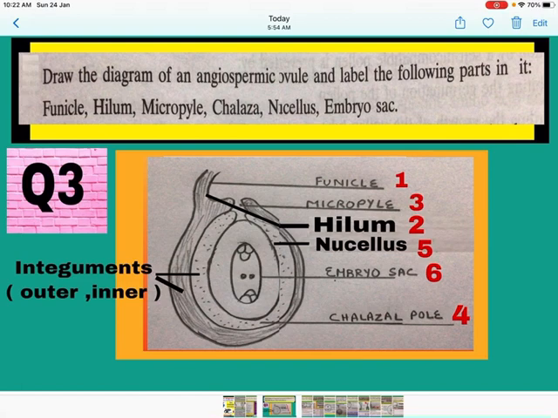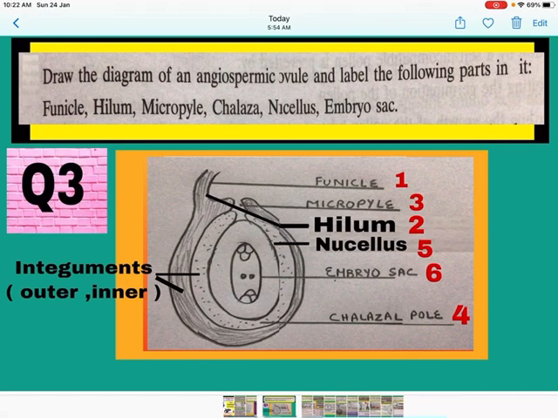Come to 3, micropyle. This is an opening where the nucellus is not covered with integument, and you can see in the diagram there are 2 integuments, outer and inner. These do not cover the nucellus at the micropylar end. Okay, come to 4th. It is the chalazial pole. It is opposite to the micropyle, and then there is the nucellus, which covers the embryo sac. Okay, that's how you can make the diagram of an angiospermic ovule, but you should not label integuments. I have written this only to explain to you.